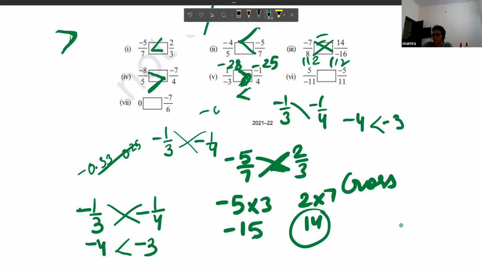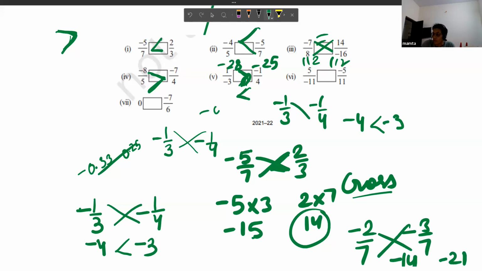Anubhav, what we are doing, we are just finding how to compare rational numbers. Between two rational numbers, which one is larger? So how will you do it? We'll see it by the trick of cross multiplication. Suppose I have two numbers, minus 2 by 7 and minus 3 by 7. So cross multiply the numbers. Okay. So we'll get minus 2 into 7, minus 14, and minus 3 into 7, minus 21. So between these two, which one is greater?